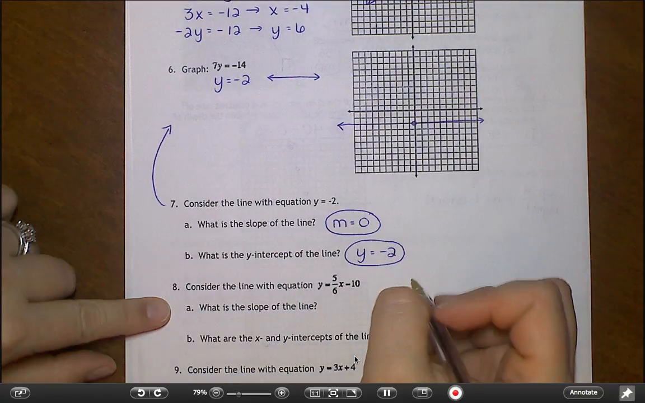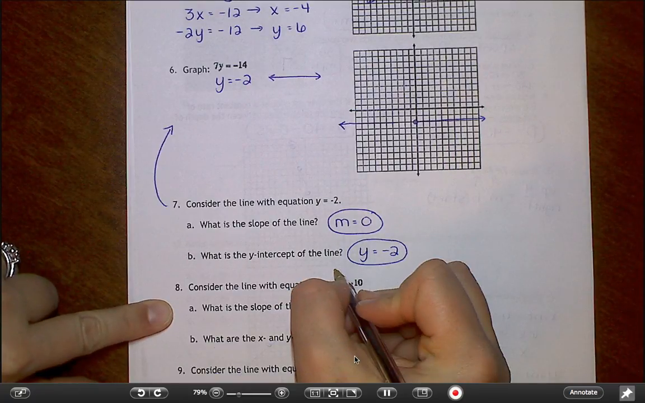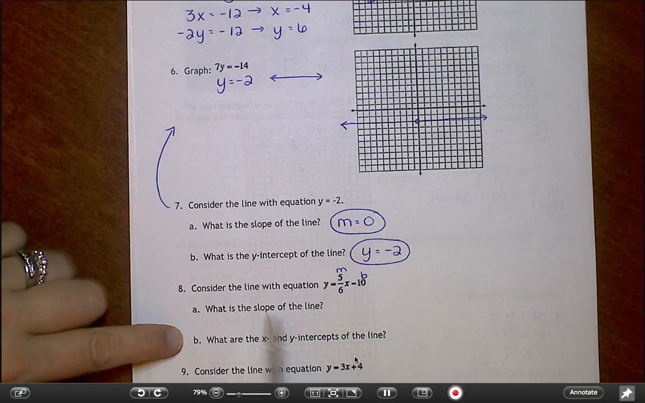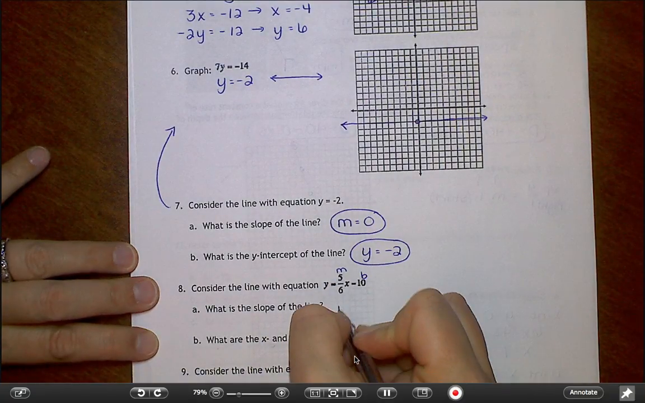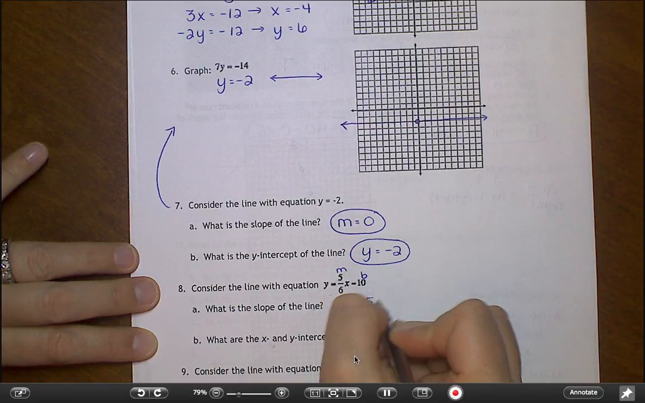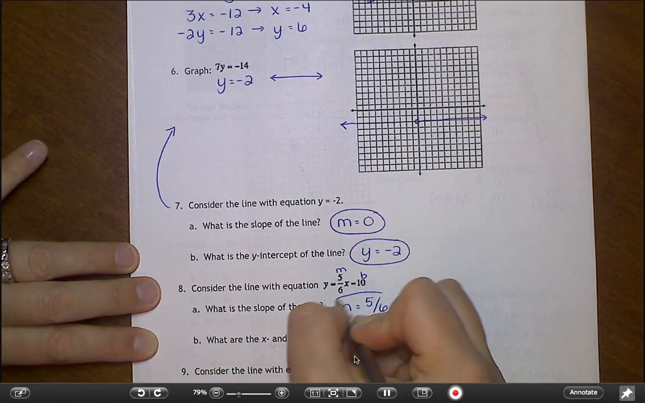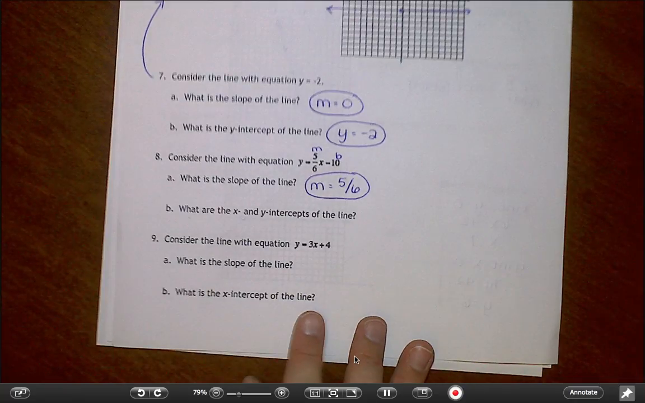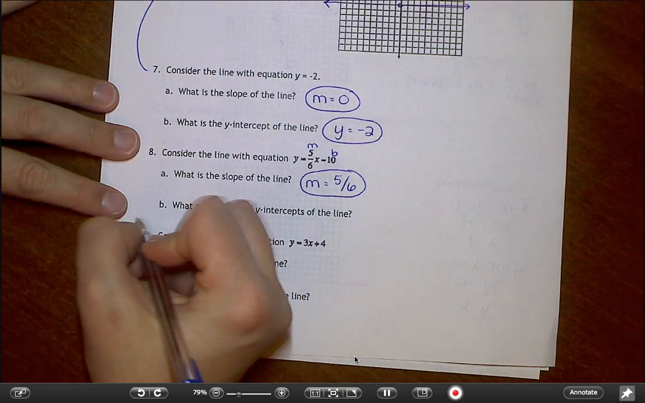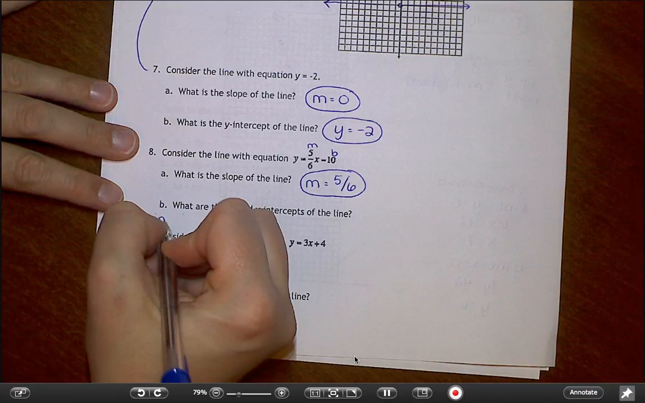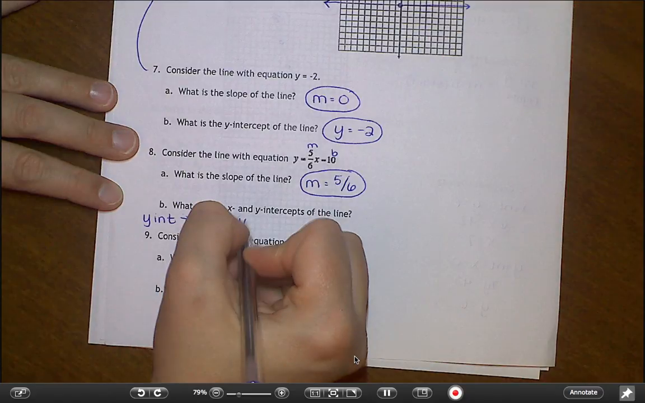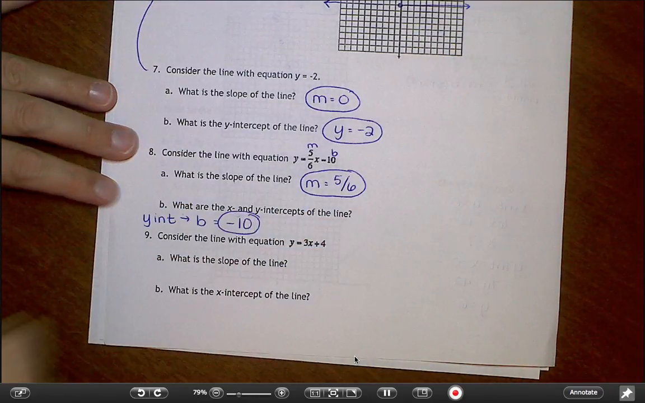Okay, consider this equation, and this one is in mx plus b form, so I have my m, I have my b. That might be helpful in a minute. What is the slope of the line? Well, the slope is just the m value, so it would be 5 over 6. What is the x and the y-intercept of the line? Well, the y-intercept is easy because it's just sitting there for you, right? So I'm going to start with that. The y-intercept just comes from the fact that b is equal to negative 10. Okay, so that's your y-intercept is negative 10.